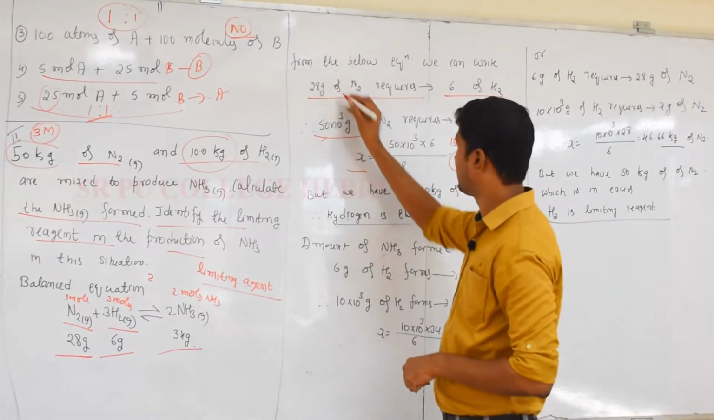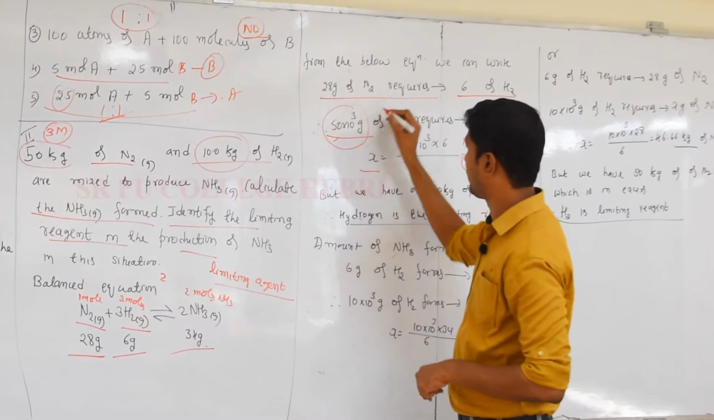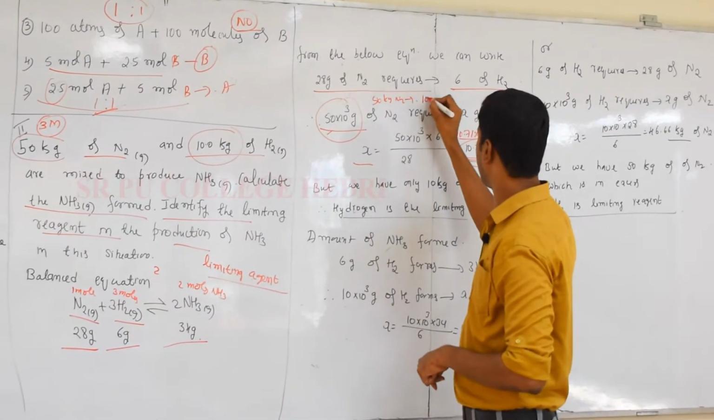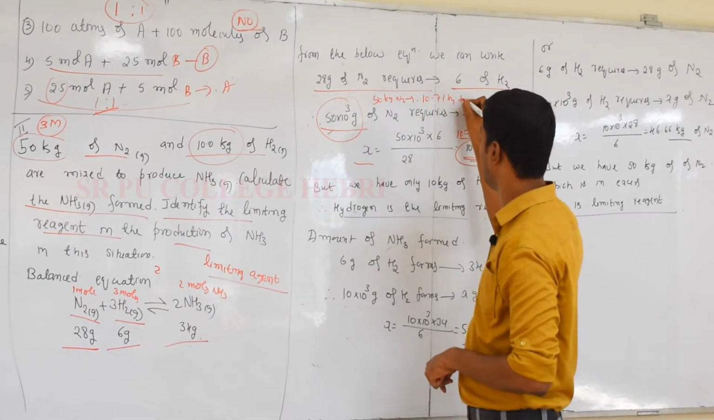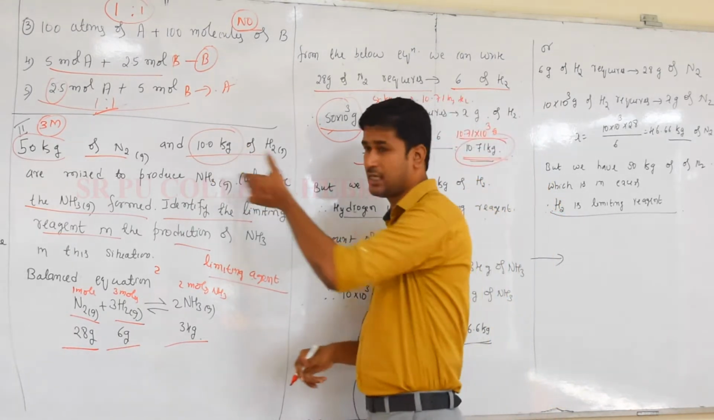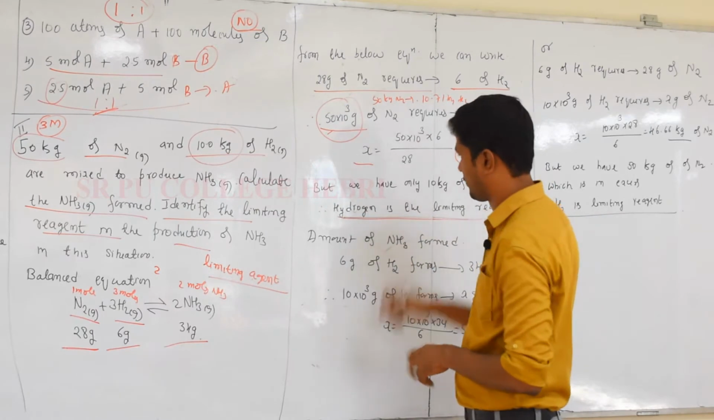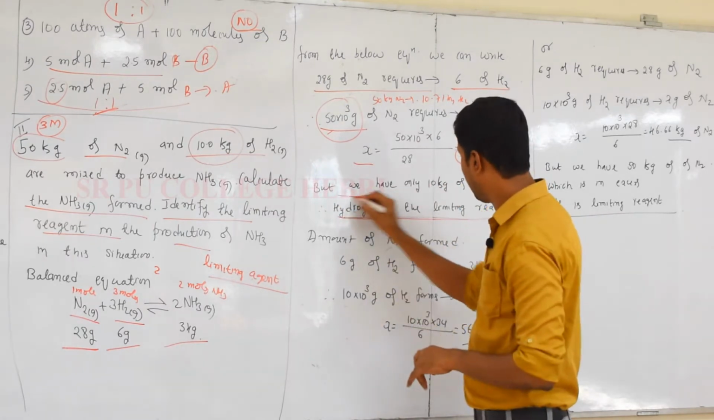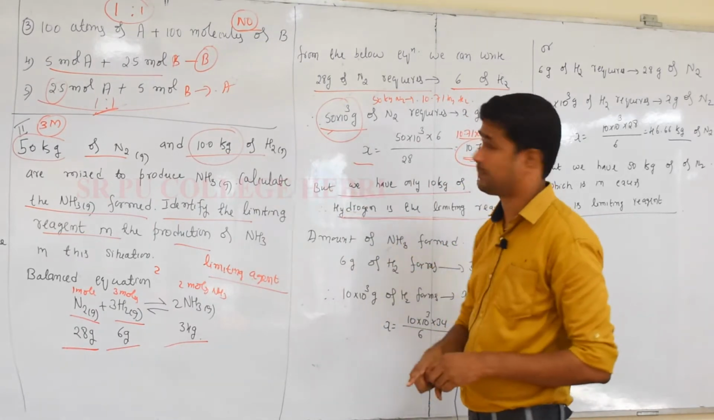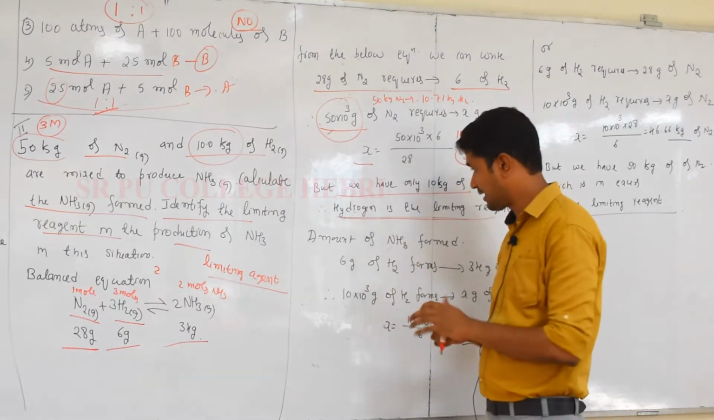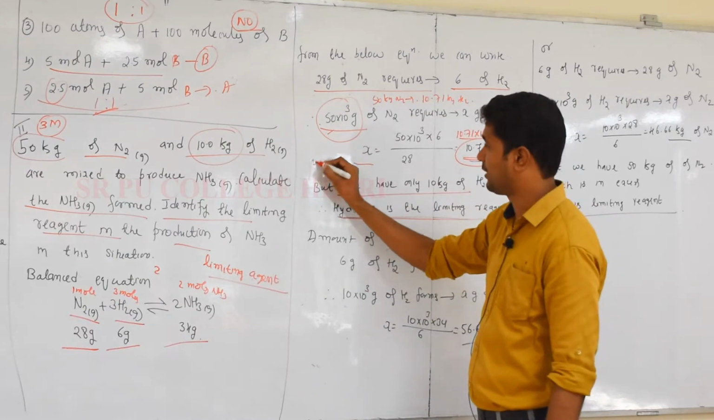For 50 kg of nitrogen we require 10.71 kg of hydrogen, but we have only 10 kg. So which is the limiting reagent? Hydrogen is the limiting reagent. Hope you understood. They have given only 10 kg, but this 50 kg requires 10.71 kg of hydrogen. So this is the limiting reagent. For this part you will get 2 marks.